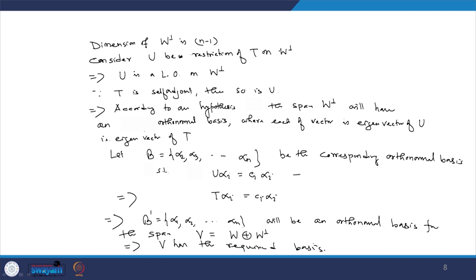So, we have shown here that the inner product space V has an orthonormal basis consisting of eigenvectors of the operator T. We have shown this for self-adjoint operators, but we have not shown what will happen if we replace the self-adjoint operator by normal operators. These questions we will answer in our next lecture.